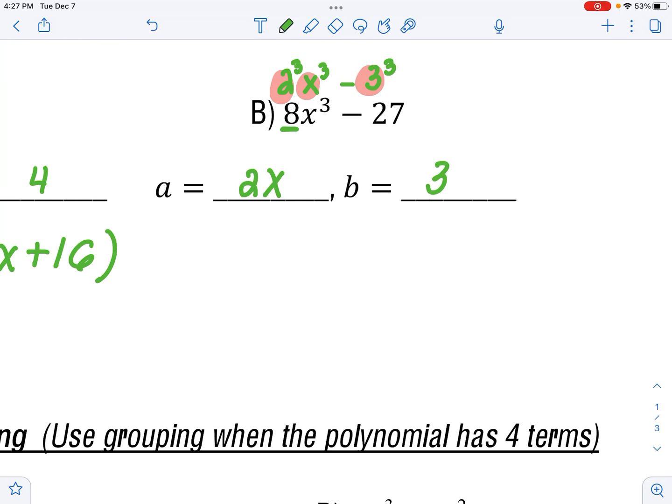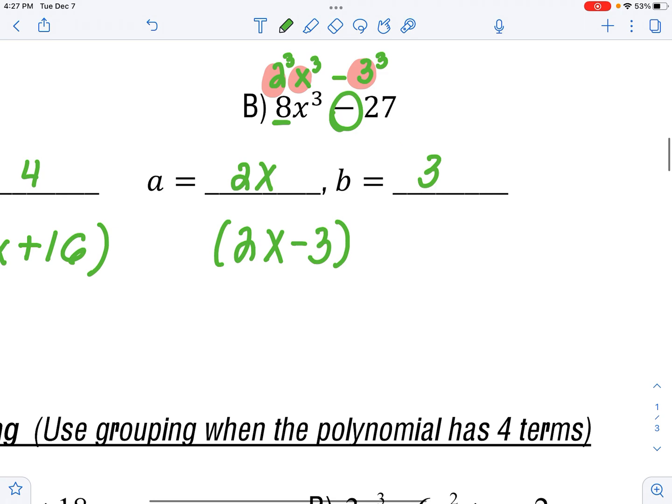All right, so now I'm going to get my special factoring pattern. I'm going to copy the base. This is not 2x plus 3. It's 2x minus 3 because this is a minus right here.